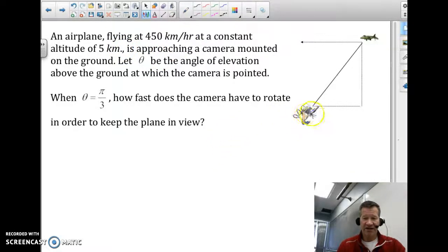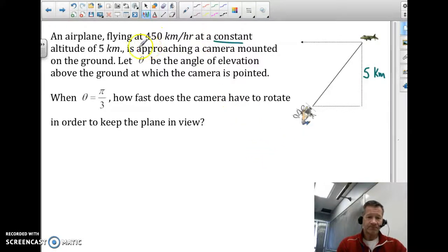So here you see a guy looking through a camera, looking at the airplane. The airplane is approaching the camera, but staying at a constant altitude of 5 kilometers. So I'm going to call this 5 kilometers because they say it is constant. I don't have to call it a variable.